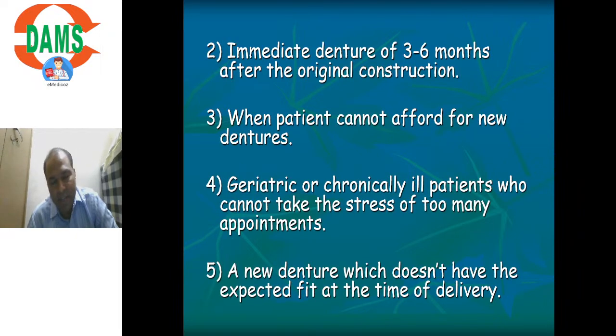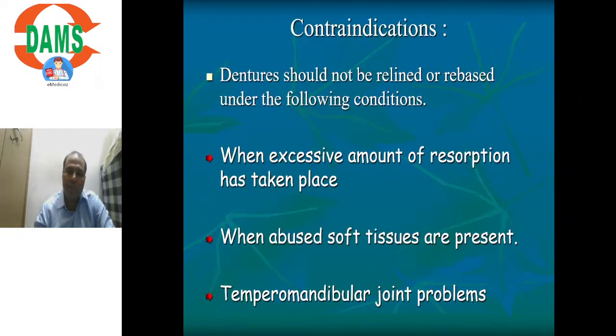Write down, the severe ridge resorption becomes the contraindication for relining. Immediate dentures can be relined 3 to 6 months after the original construction. When the patient cannot afford new dentures, is a very poor patient who cannot afford, you have to do it. Geriatric and chronically ill patients who cannot undergo these steps, वो 3-4 बारी आ ही नहीं सकते, तो क्या करोगे? रिलाइन कर दो, फिर क्या करोगे? ओके.